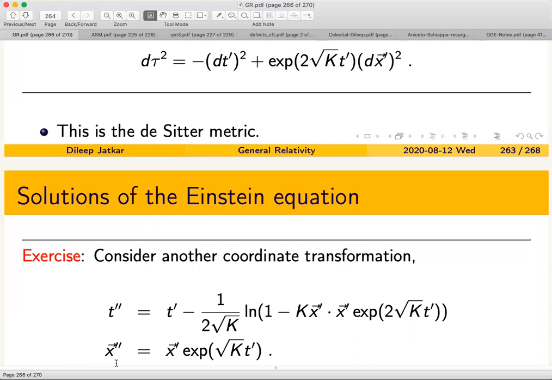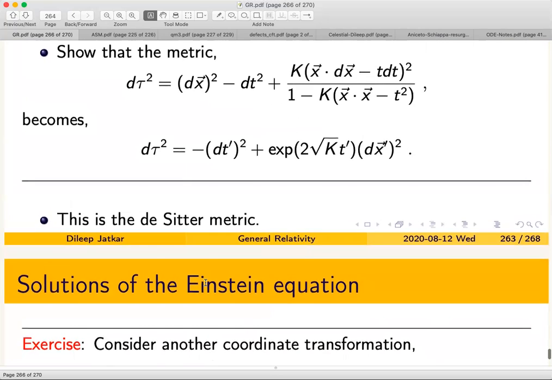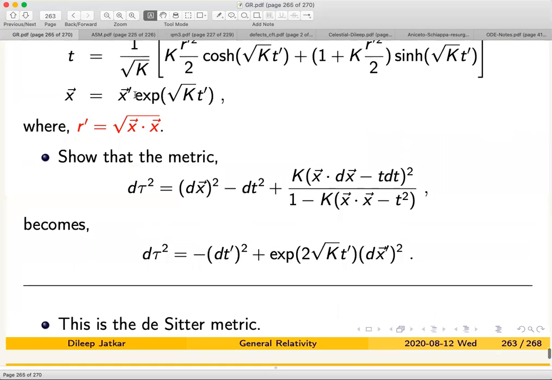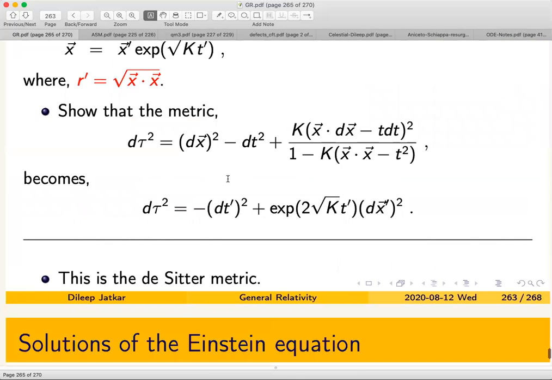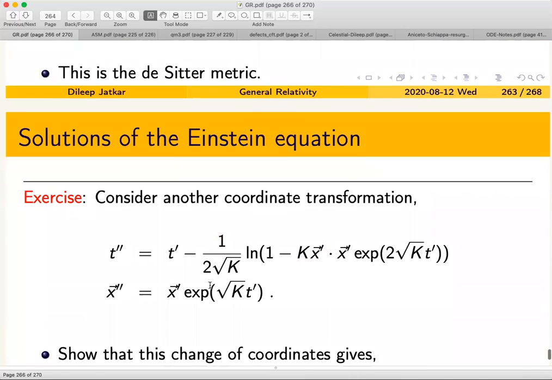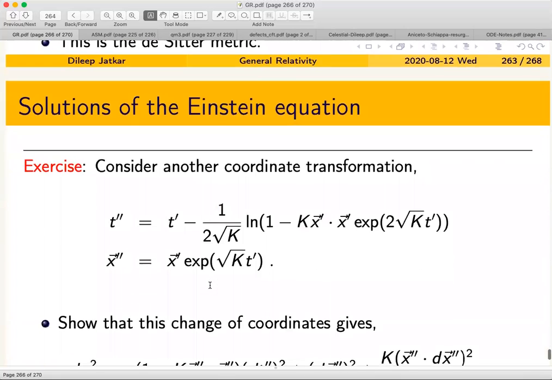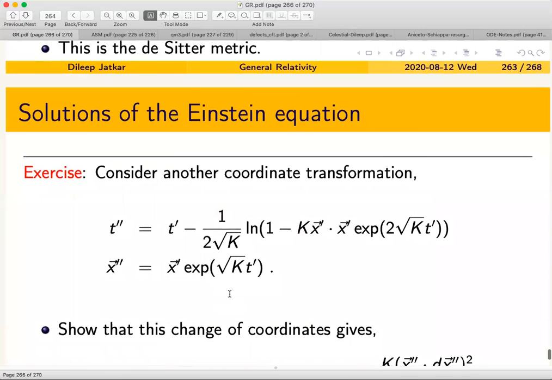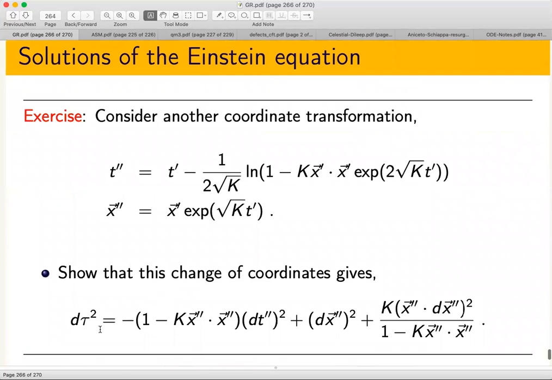And x double prime as x prime times exponential. Okay, this is pretty much like this kind of expression. It's just that you go from x to x prime this way, and then you go from x prime to x double prime by doing the same stuff. Okay, so if you do this transformation, then check that you will get the metric which takes the form like that.